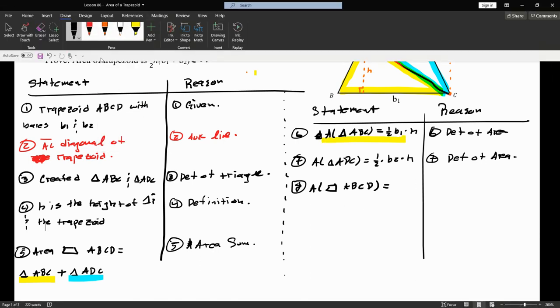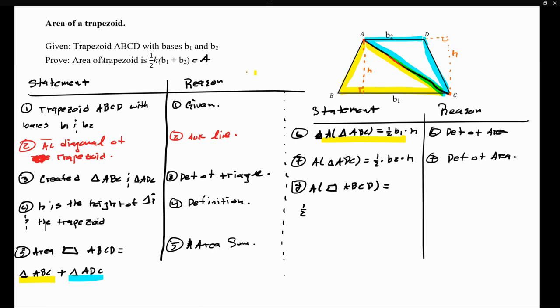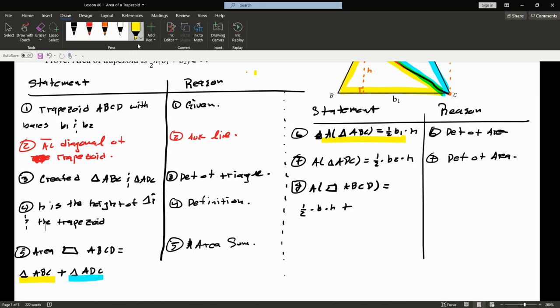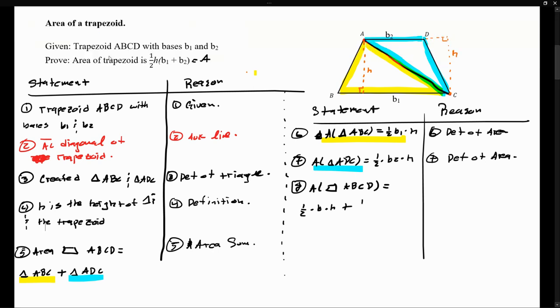So that's going to be 1/2 times B1 times h plus the area of the blue triangle, which we already defined here. So that would be plus 1/2 times B2 times h. And all we have done here is substitution.